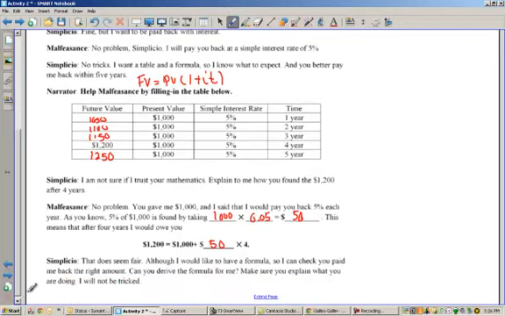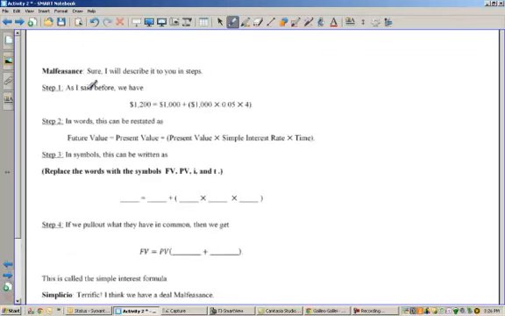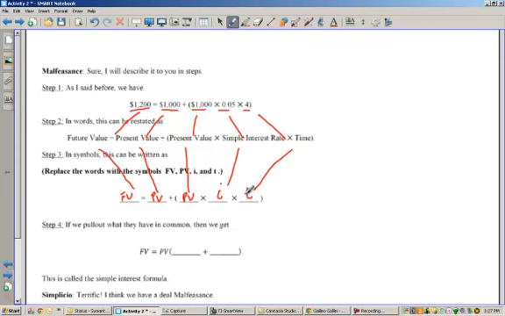Simplicio says that seems fair enough, but could you give me a formula to help me out, so he won't be tricked? Malfeasance says, sure. Look, here's what happened. You had $1,200. You let me borrow 1,000, and I paid you back 1,000 times 0.05, the $50, 4 times after 4 years. So I can use this to find a formula, because I know this is the future value. This is called the present value, simple interest, and time. I can write this in symbols: future value is FV, present value is PV, and I have PV here, simple interest rate here, and finally the time there.